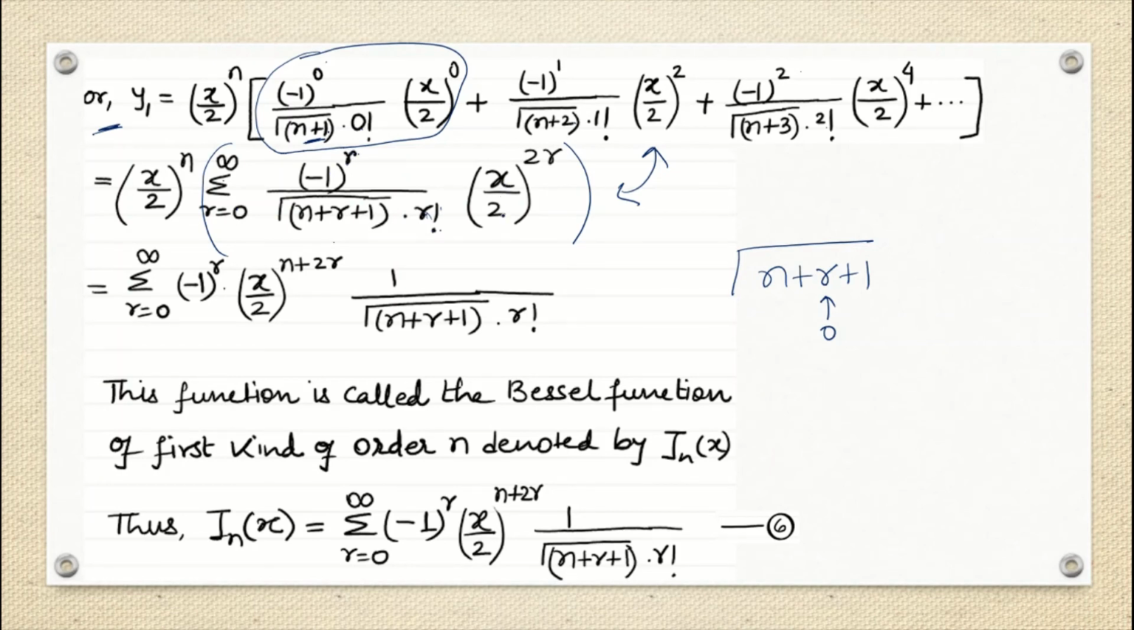This is x by 2 and then 2 into r. And why are we doing 2 into r? Why not only r? Because just focus here, what is the power? For the first term, this is 0. For the second term, 2.